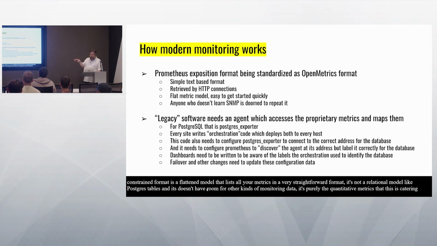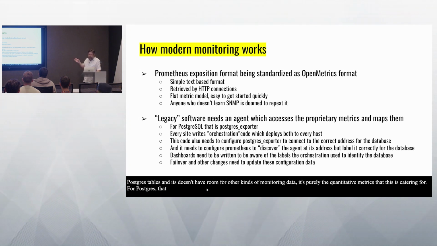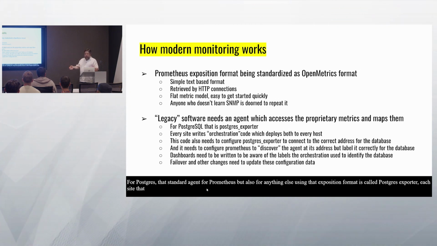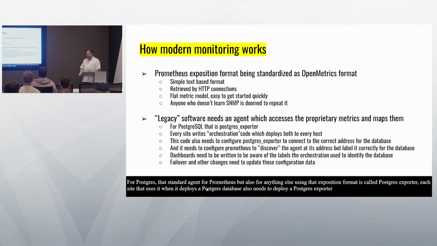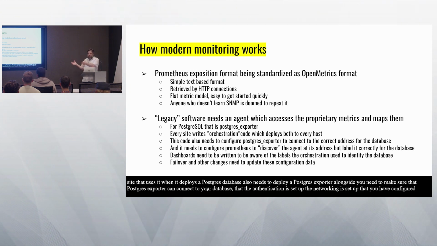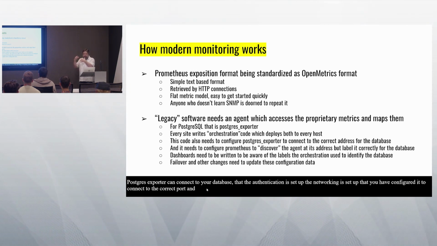For Postgres, the standard agent for Prometheus, but also for anything else using that exposition format, is called Postgres Exporter. So each site that uses it, when it deploys a Postgres database, also needs to deploy a Postgres Exporter alongside. You need to make sure that Postgres Exporter can connect to your database, that the authentication is set up, the networking is set up, that you have configured it to connect to the correct port, and so on. And then on the Prometheus side, all of that information is mapped to the database that you're actually intending to monitor.